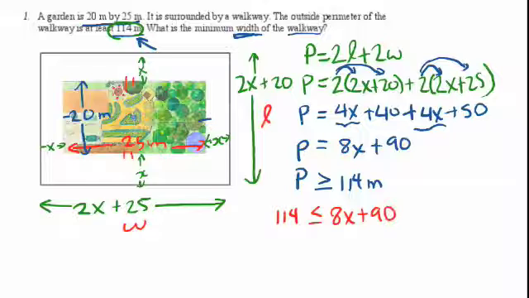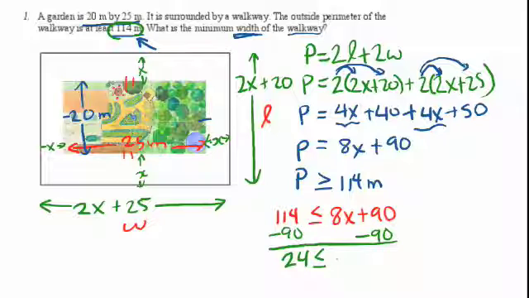Now we have an equation with one variable, x, so let's get x. This is going to be the width of our walkway. So you want variables on one side, numbers on the other, so you've got to get rid of this plus 90. You're adding 90, so you do the opposite operation. You got it? Subtract 90. And when you do it to one side, you've got to do it to both. Okay, what's 114 minus 90? Well, you put that in your trusty brain. You get 24 is smaller than or equal to 8x.